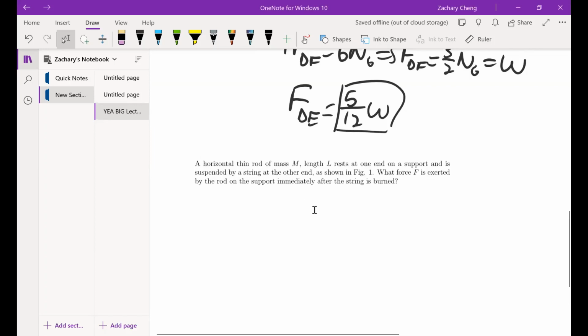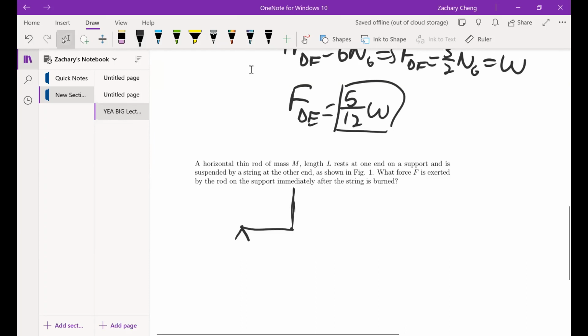So we have a horizontal thin rod of mass m and length L on one end of the support and suspended by a string on the other end. So it's like this. This is the rod and here's a string suspending it. And it asks, what is the force F exerted by the rod on the support, which is here, immediately after the string is burned.